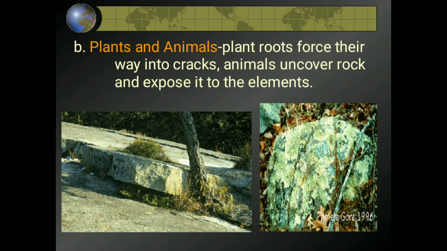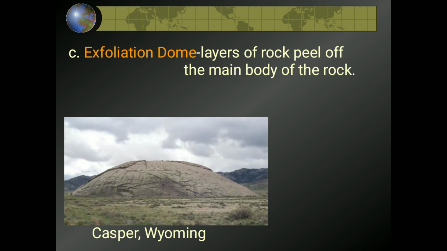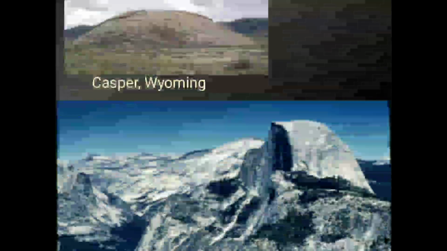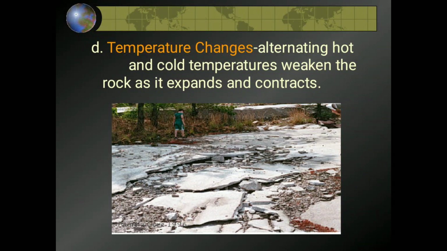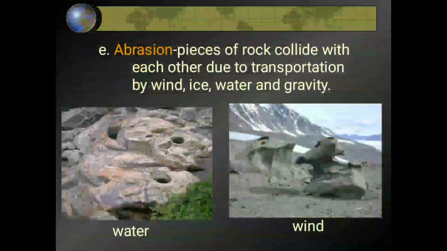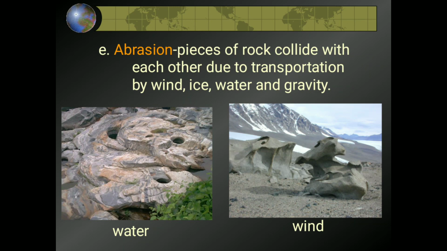Plants and animals: plants' roots force their way into cracks. Animals uncover rock and expose it to the elements. Exfoliation dome: layers of rock peel off the main body of the rock. Temperature changes: alternating hot and cold temperatures weaken the rock as it expands and contracts. Abrasion: pieces of rock collide with each other due to transportation by wind, ice, water, and gravity.